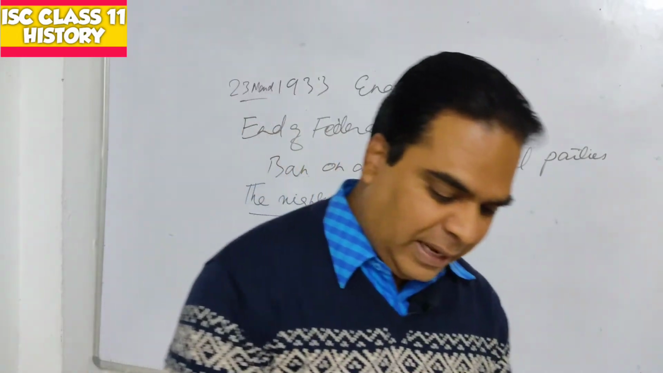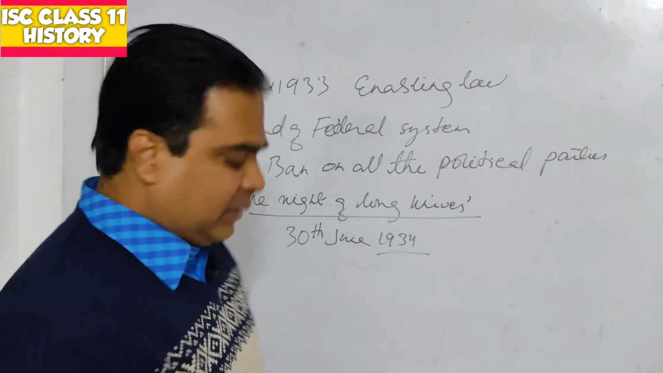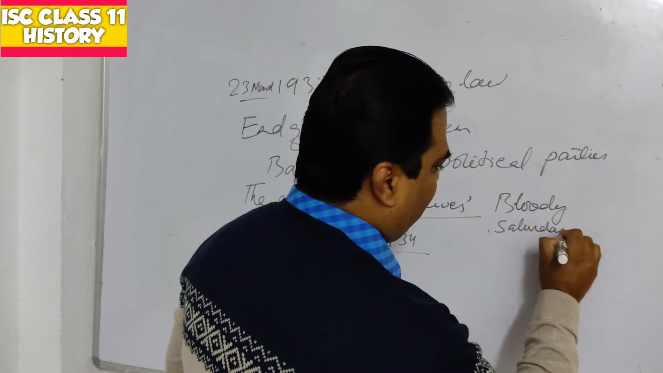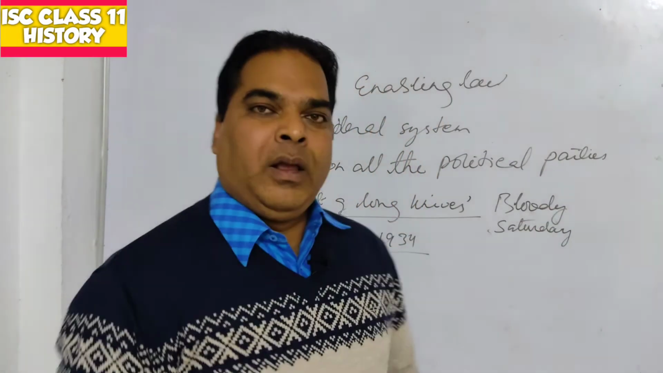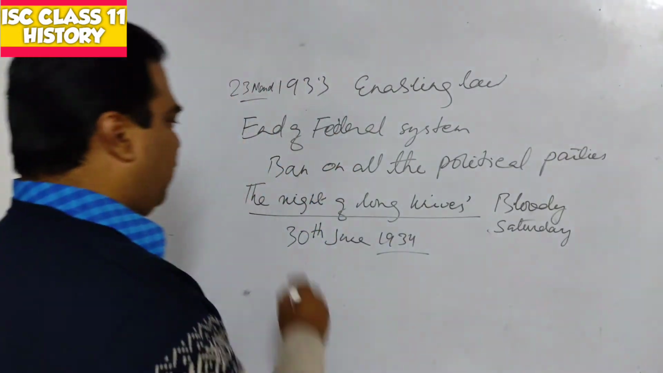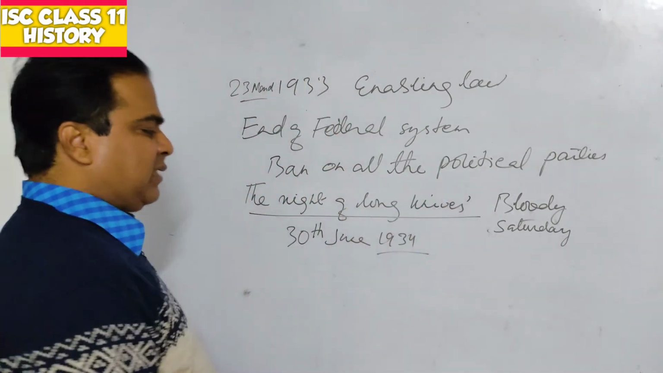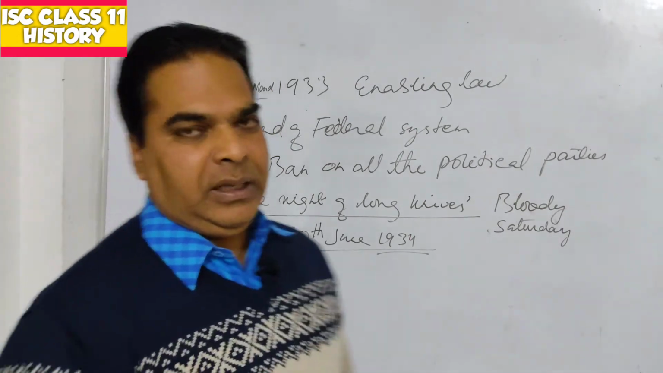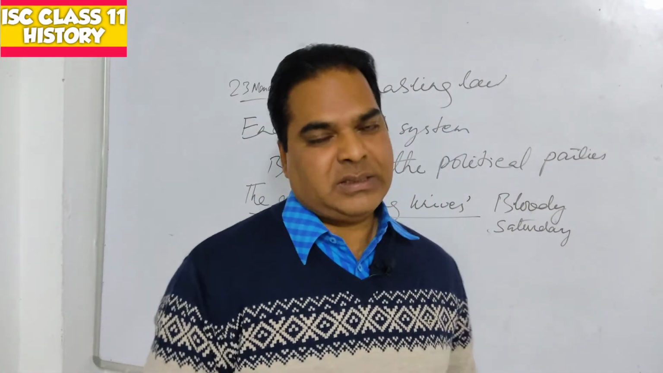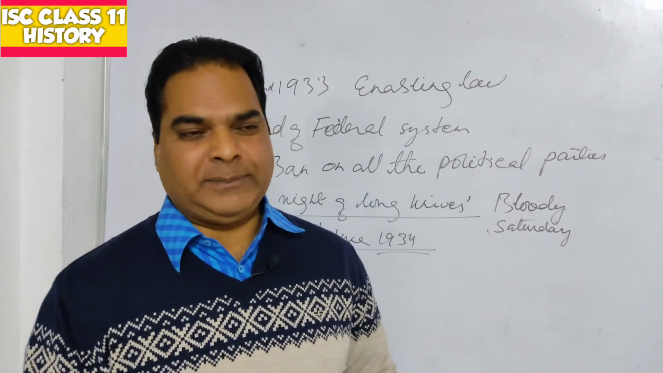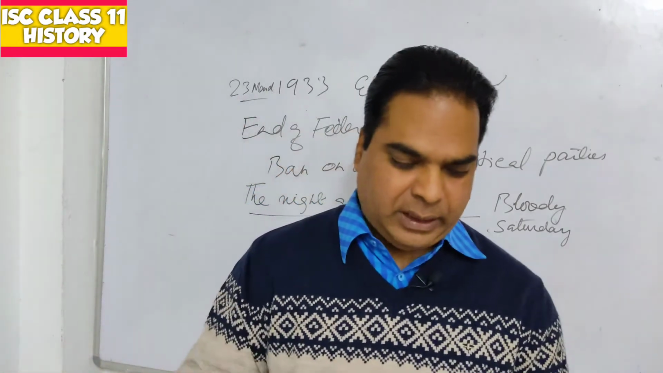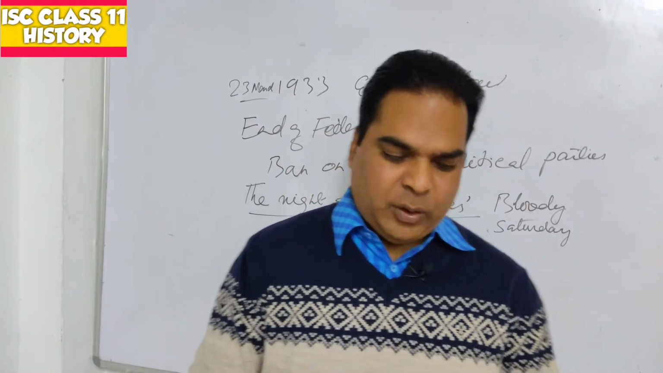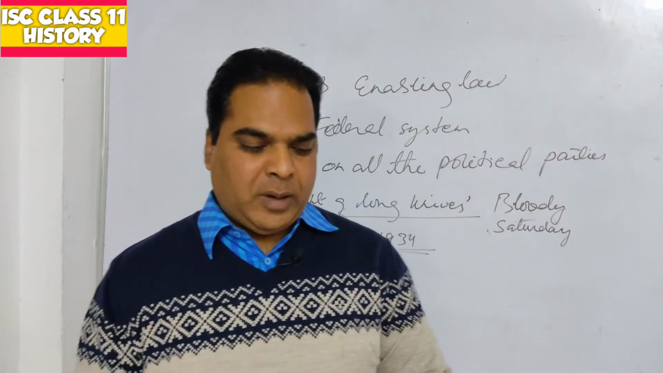So that event is known as the Night of Long Knives or Bloody Saturday, which occurred on 30th of June 1934. Okay, so see this, this is what you call the cruel attitude of Hitler. Now after that, Hitler became the commander of the army.